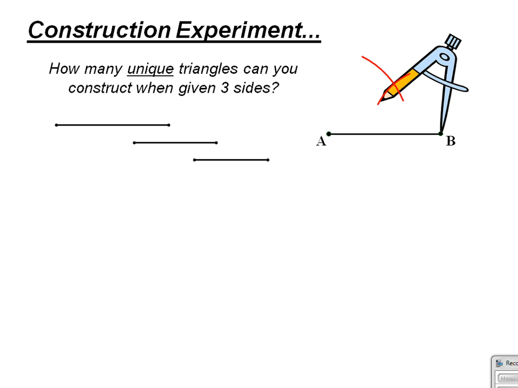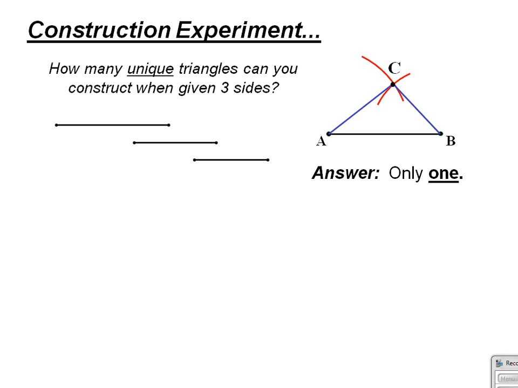Find the point of intersection, where those two arcs cross, and we'll label it point C. Once we have all three points defined in a triangle, we can just connect the dots, and we have exactly one unique triangle that can be constructed. You might ask, what about the triangle that you can construct below segment AB? Well, understand that it's the same triangle just reflected across the segment AB.